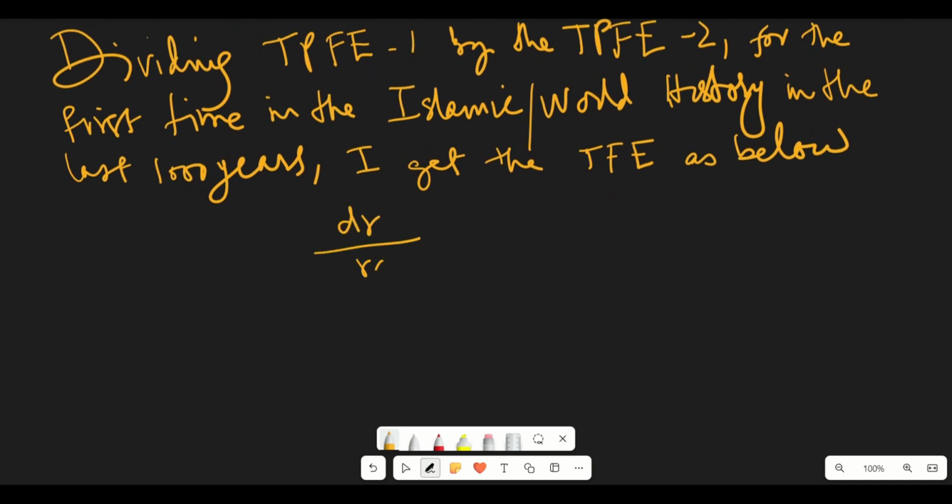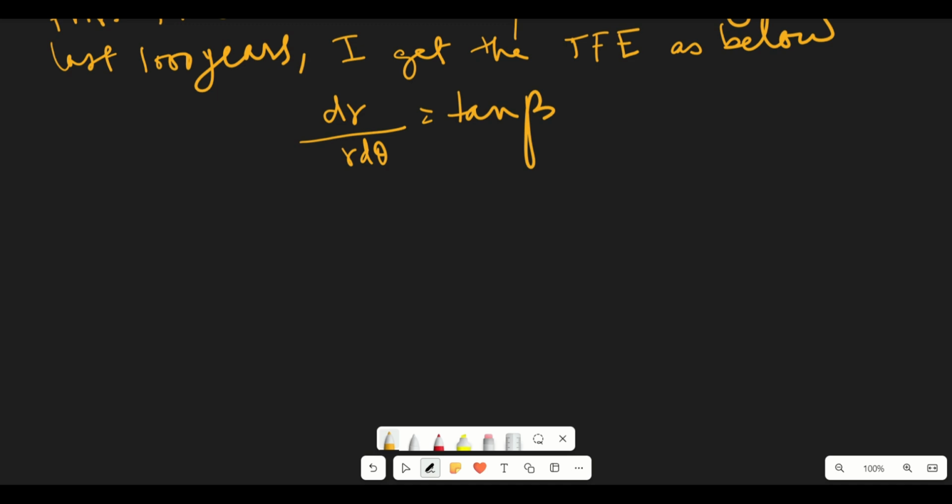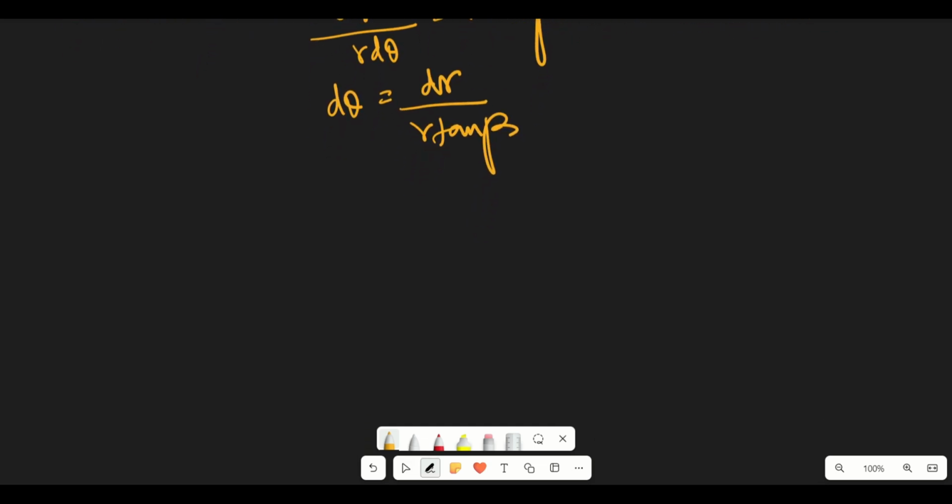dr over r d theta is equal to tan beta. We can get d theta from here, which is equal to dr over r tan beta. So this is Tahir field equation.